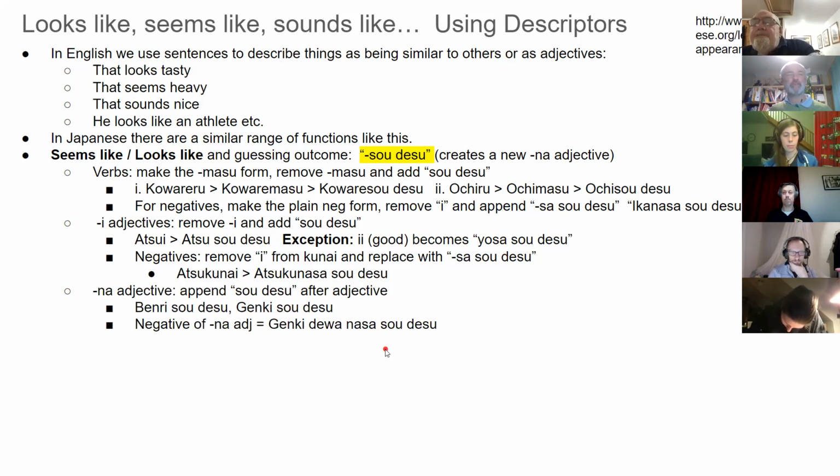And again, we have to do a little bit of witchcraft with the negative of the na adjective. This would be genki dewanai in the plain form, genki dewanai or genki janai. And we again, just like we did with the negative verb and the negative e adjective, we replace the i of nai with saso desu. Genki dewa nasaso desu, genki janasaso desu, genki nasaso desu. These are all possible.